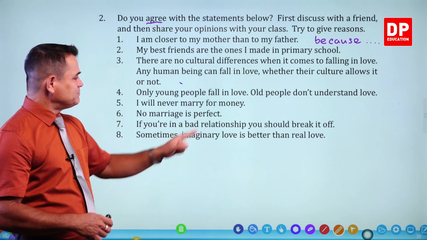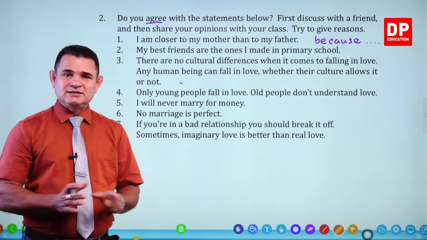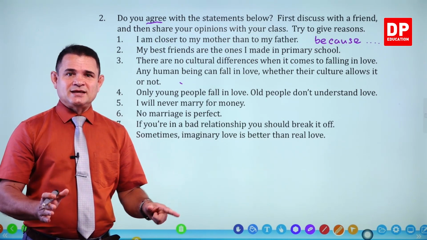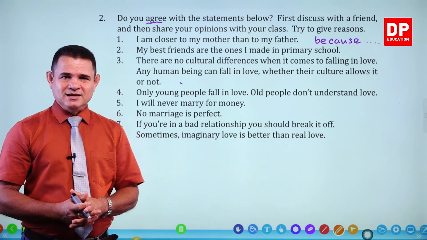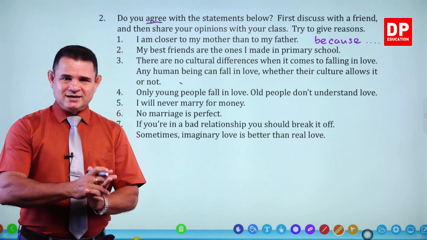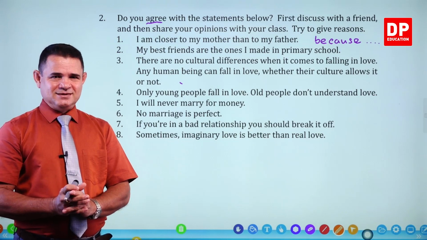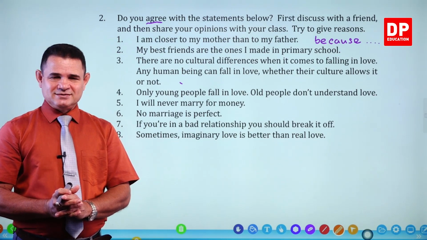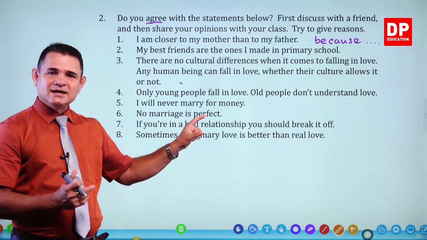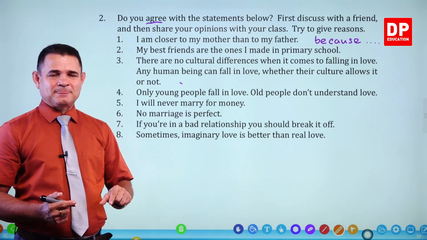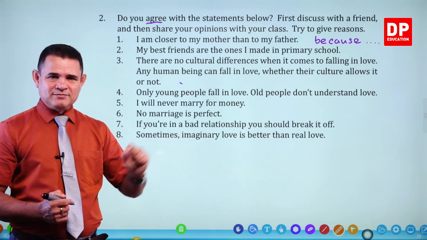No marriage is perfect. Agree or disagree? Good topics for you to discuss in your class with your friends. So if you agree, take examples from the society.